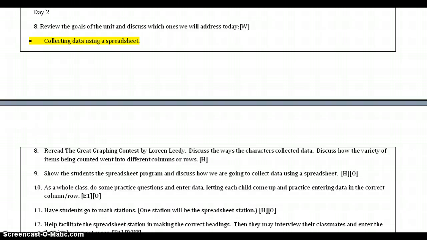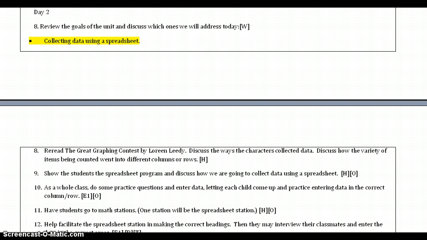And there's lots of different ways that they collect data, using tallies, using numbers, piling cookies on different plates and all different things. So we're going to discuss how the variety of items being counted went into different columns or rows, and I'll be showing them spreadsheets at that point. As a whole class, we'll practice a question, enter some data, let each of the kids come up and practice entering in the data in columns and rows, and then have students go into math stations after that.